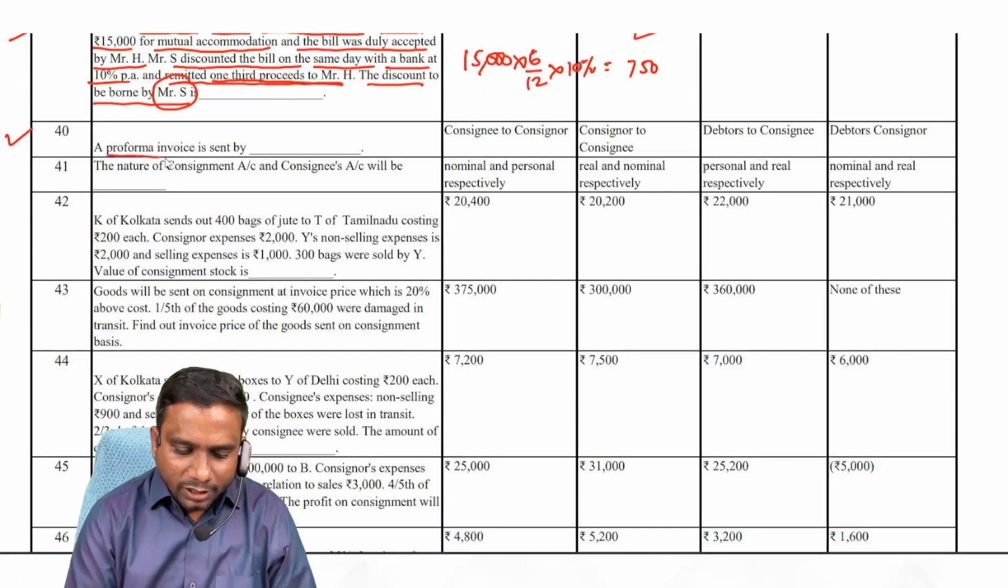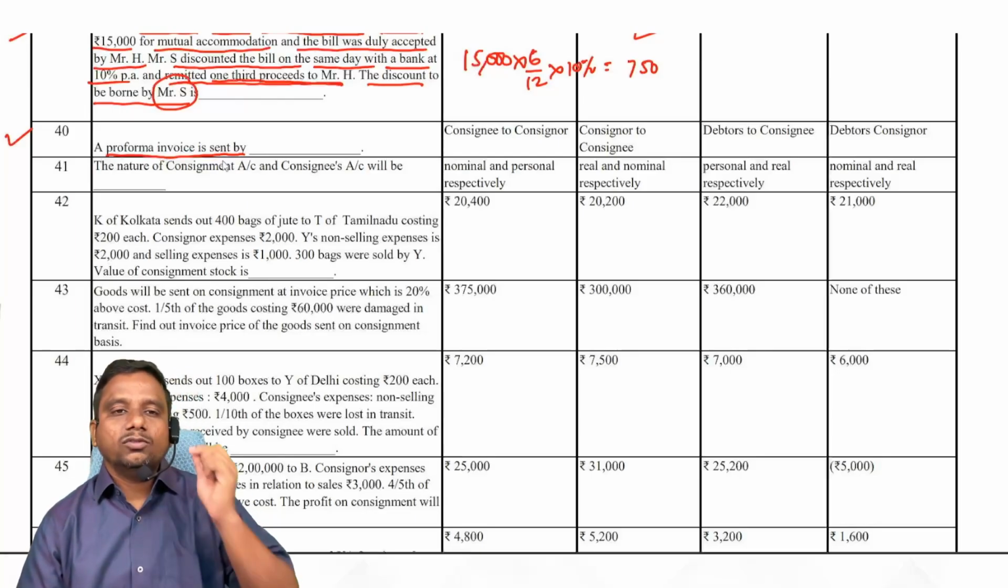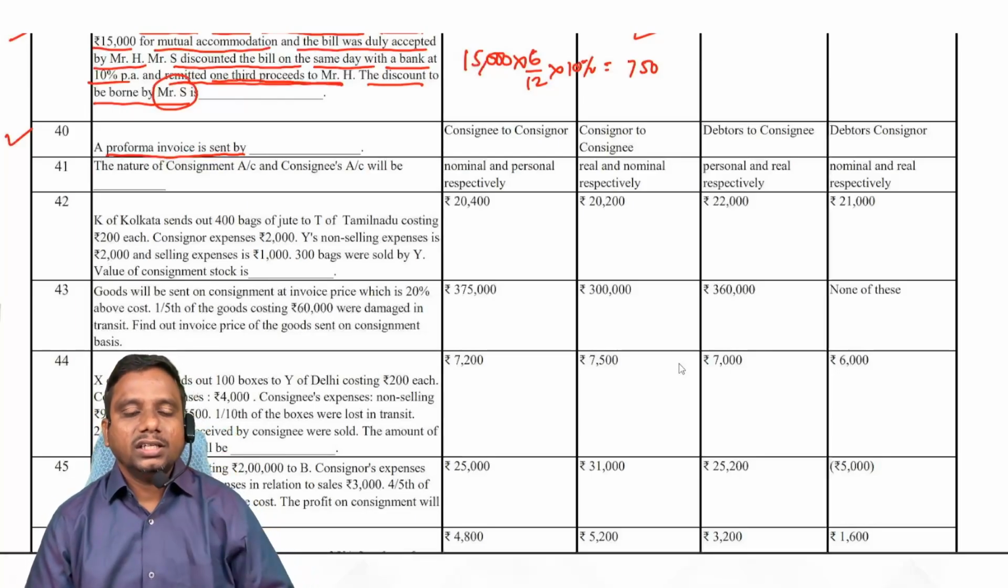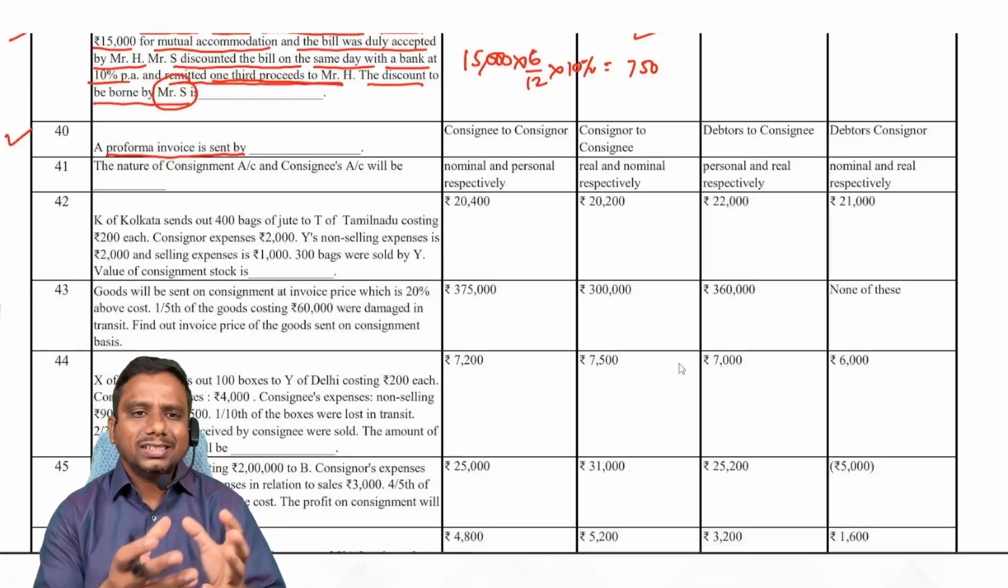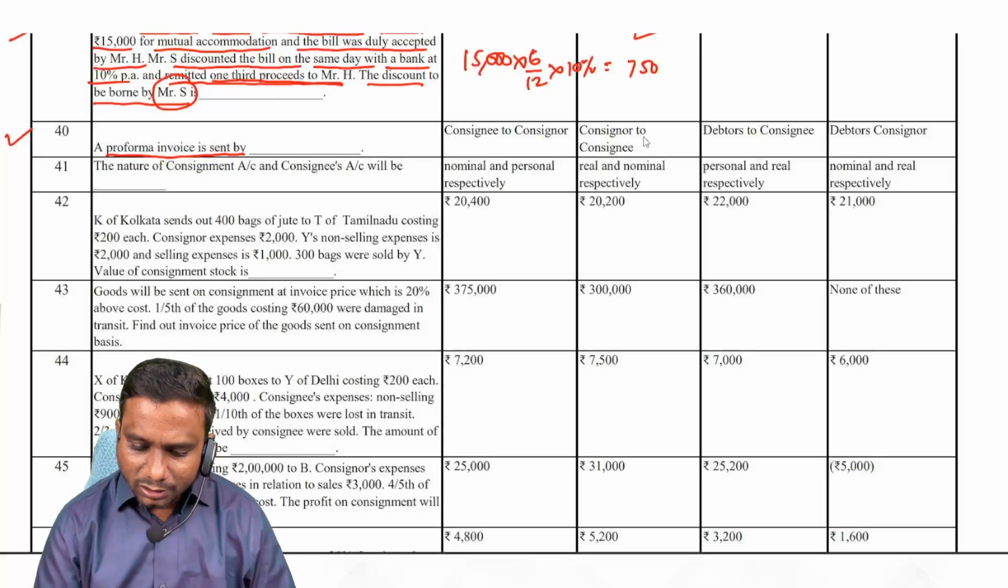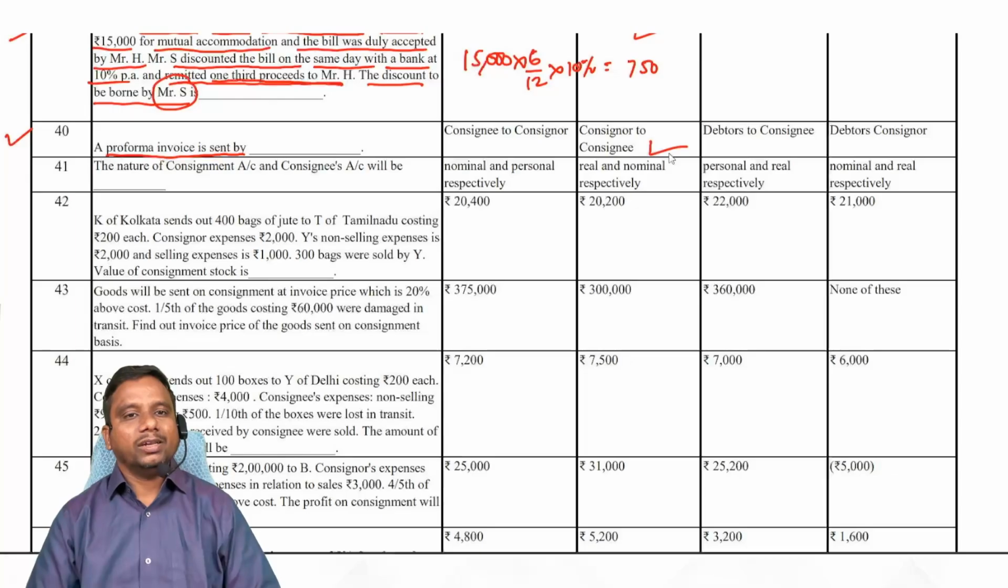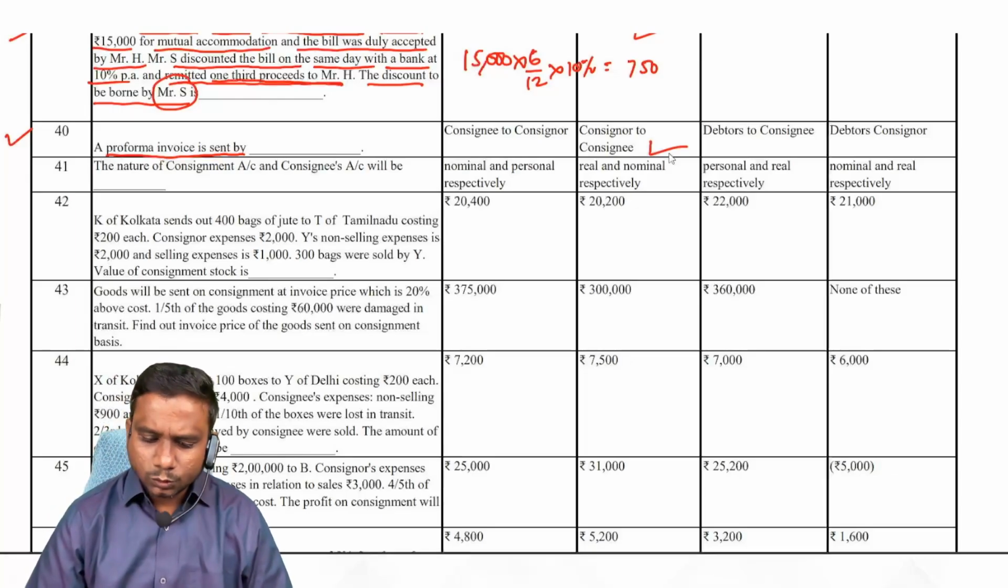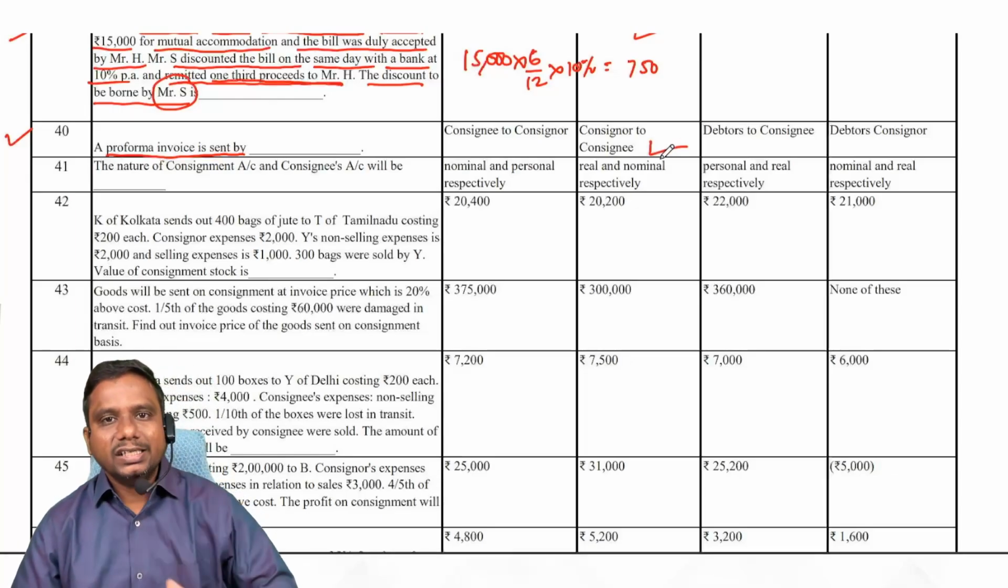40. A pro forma invoice is sent by whom? Consignor to consignee, to tell the consignee the description of the goods, quantity, rate, all those things. So consignor to consignee, pro forma invoice. Is it clear, students? Account sales is sent by consignee to consignor.